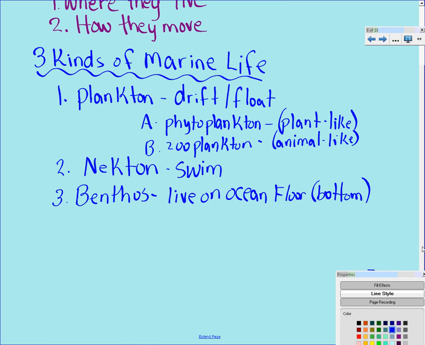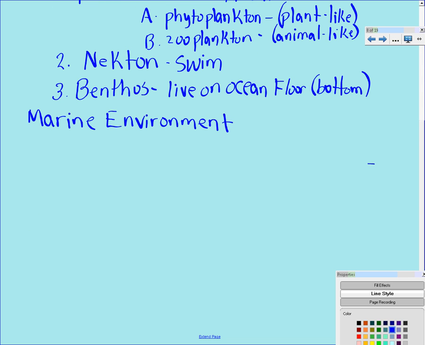And then the last thing that we're going to write for this: marine environment zones are affected by two things.